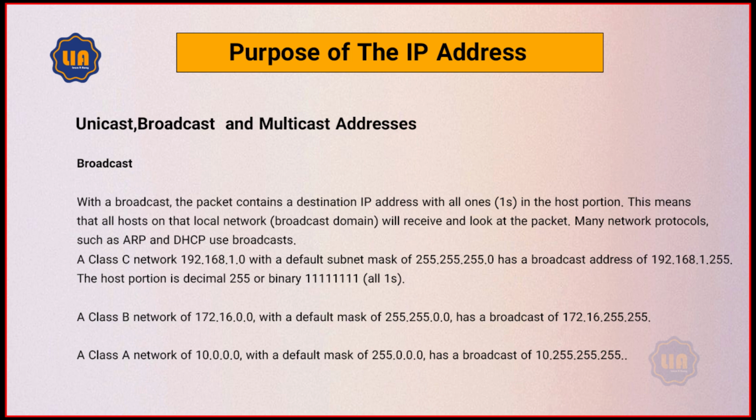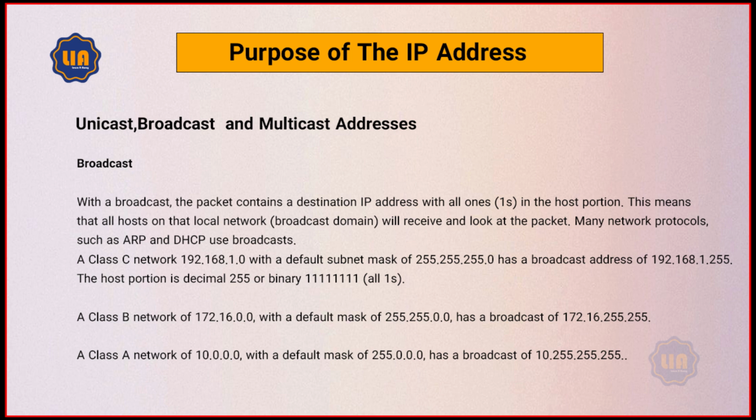A Class C network 192.168.1.0 with a default subnet mask of 255.255.255.0 has a broadcast address of 192.168.1.255. The host portion is decimal 255, or binary 11111111, all ones.